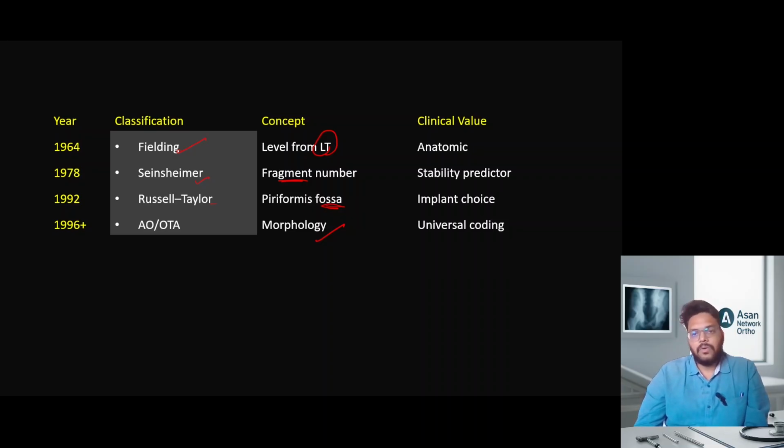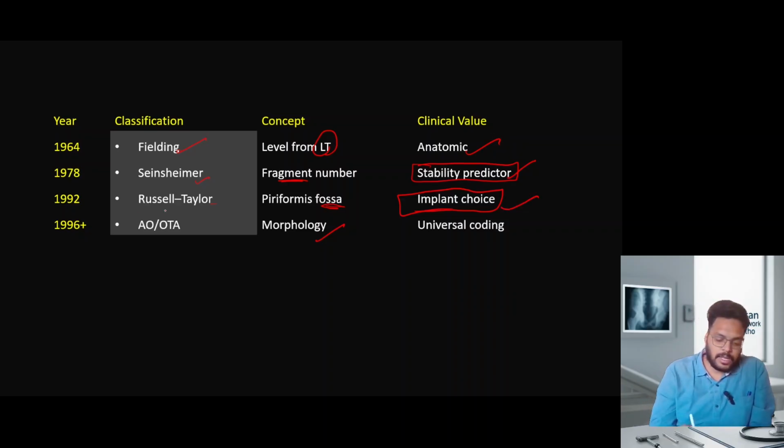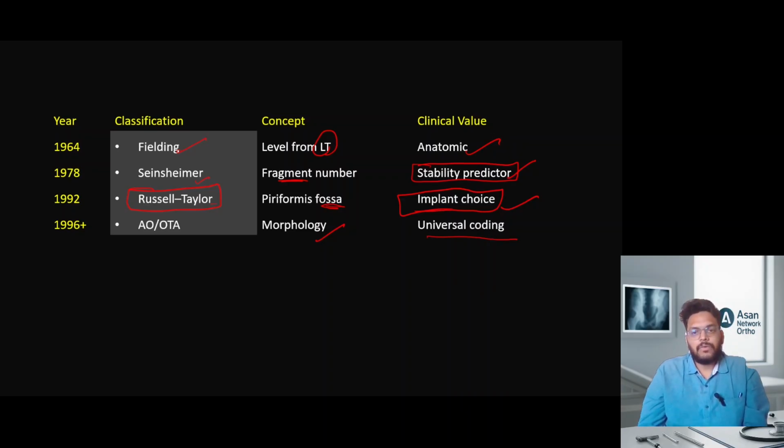The clinical value of these classifications is that Fielding's is just a descriptive and anatomical type of classification. Seinsheimer is a stability predictor, so it can be used clinically for stability prediction. For the implant of choice, we use the Russell and Taylor classification. This is the most commonly used classification nowadays for choosing the right type of implant for the subtrochanteric fracture. Then the AO is a universal coding system for universal discussion in the panels.